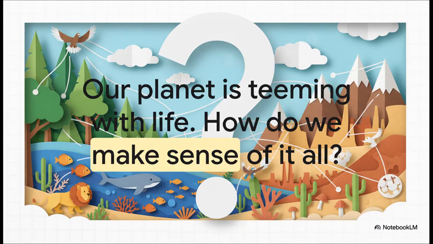Right? From the tiniest microbe to the biggest blue whale, our world is just this bustling, chaotic, beautiful metropolis of living things. It's awesome, but it's also super complex. So what's the plan? How do scientists bring order to this beautiful chaos and really understand all this biodiversity?